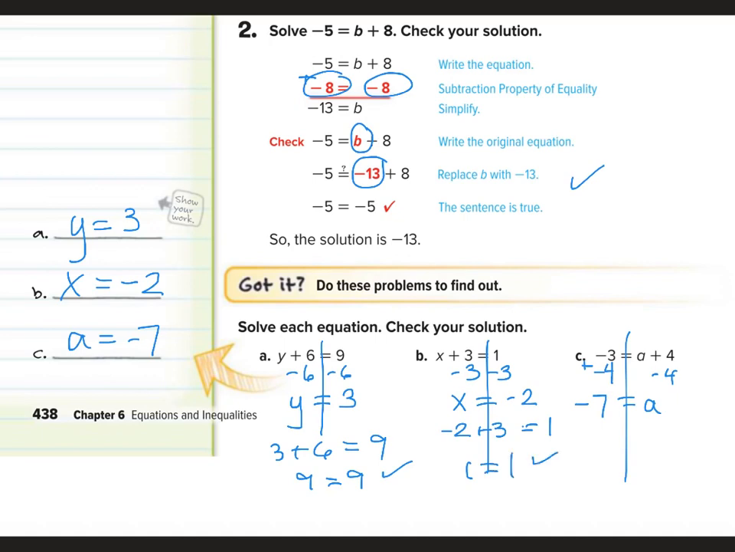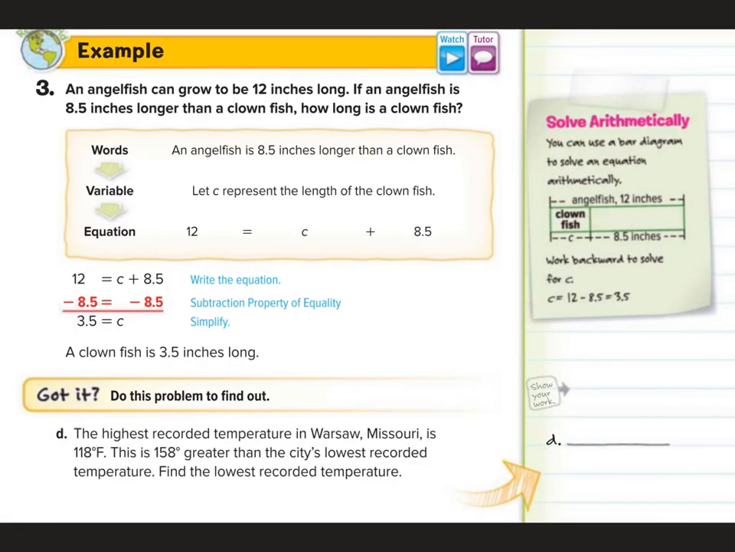Let's substitute in -7 for A. So it's -3 equals -7 plus 4. -7 plus 4 is -3. -3 equals -3. Check. So take a look at example 3.